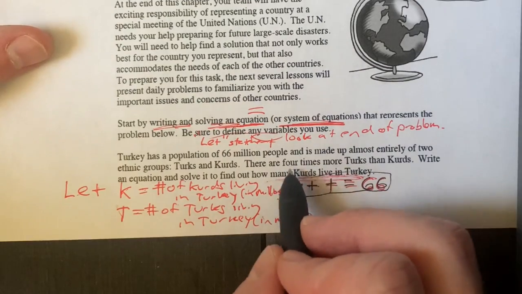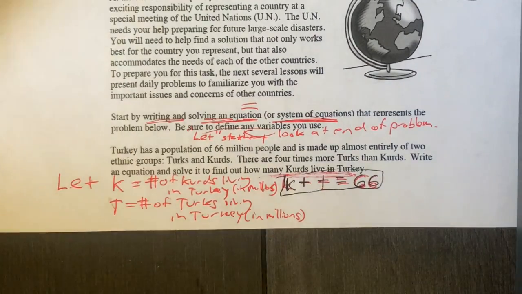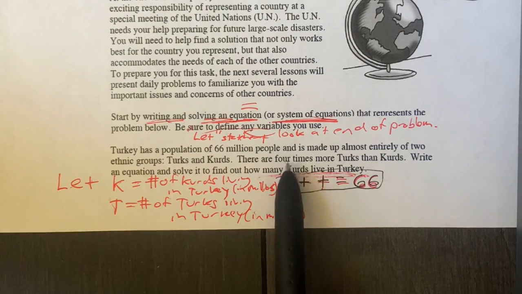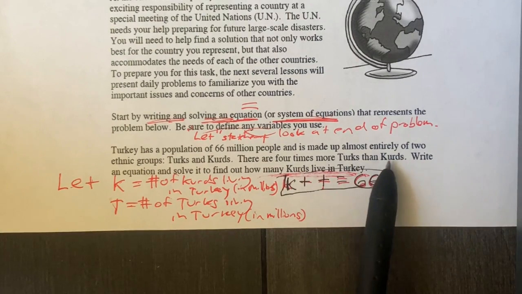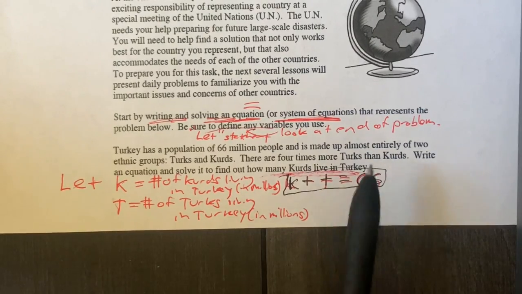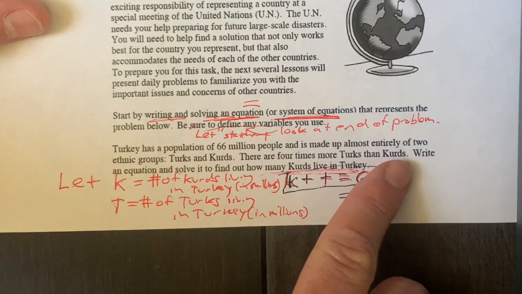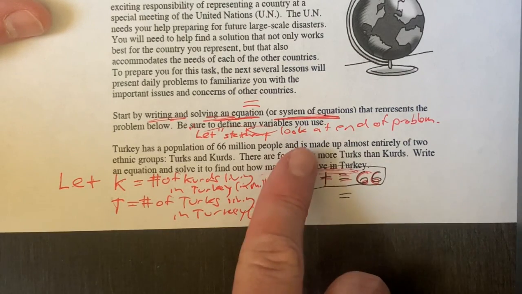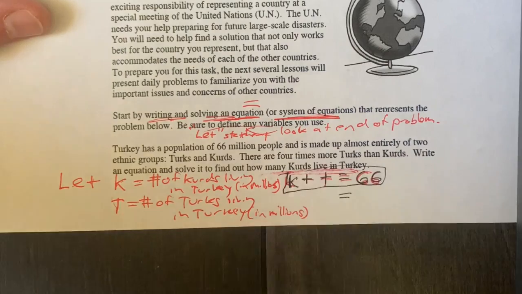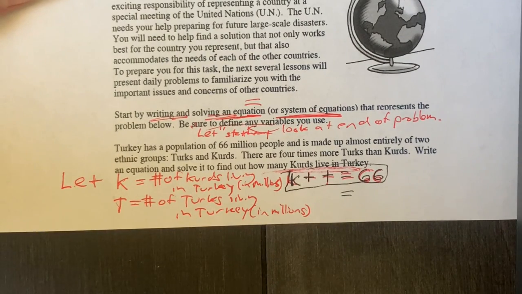The inclination here is, if we translate this, I might put 4t equal to k, and that's what a lot of people do. But when you get problems like this, quickly think it through in your head. Let's pretend there are 4 times as many Turks as Kurds. Which one of these is going to have to get multiplied by 4 to equal the other one? Do we need to multiply the Kurds by 4 to equal the number of Turks, or multiply the Turks by 4 to equal the number of Kurds? Which one's bigger?